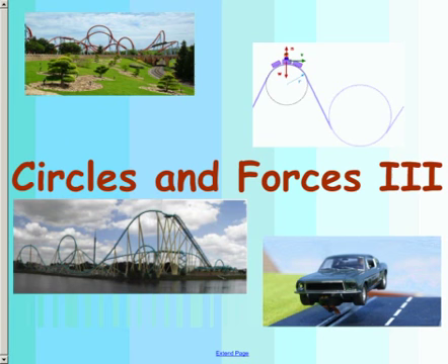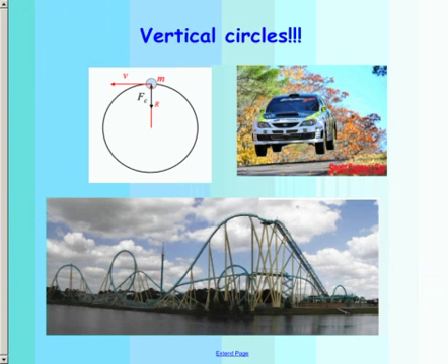So, vertical circles. Look at the diagram there. We still have our velocity and our mass and our centripetal force. But in this case, the force of gravity is going to be in this picture now as well. I'll go ahead and put that in black as well. And so we have the force due to gravity, which will be pointing, in this case, to the center of the circle, pointing straight down.